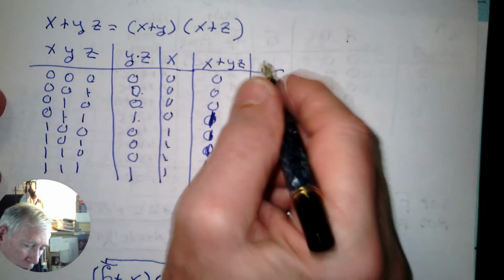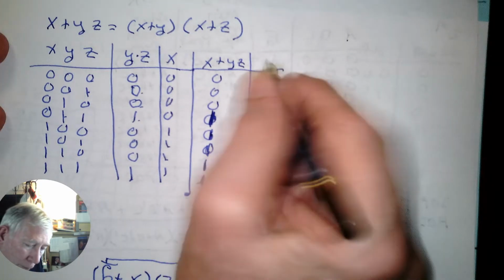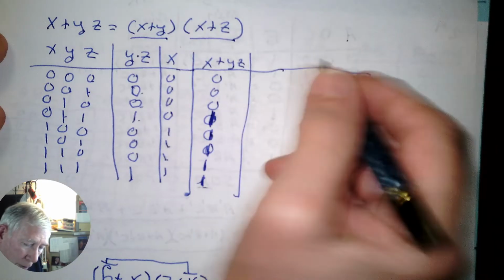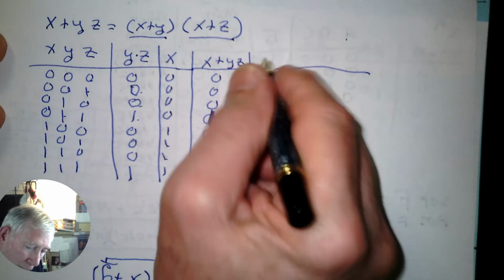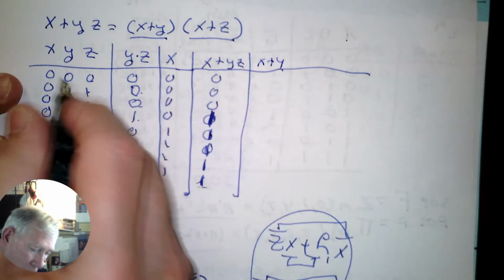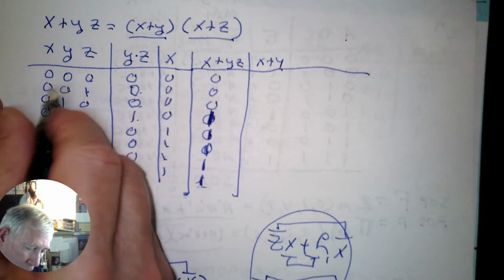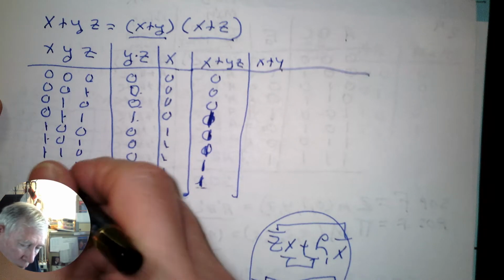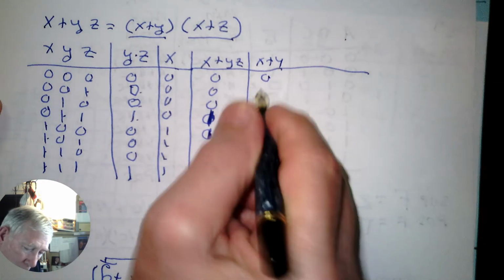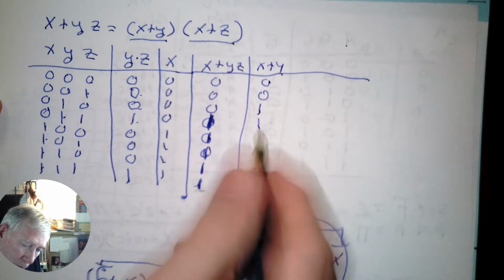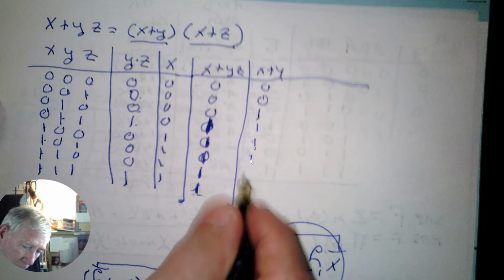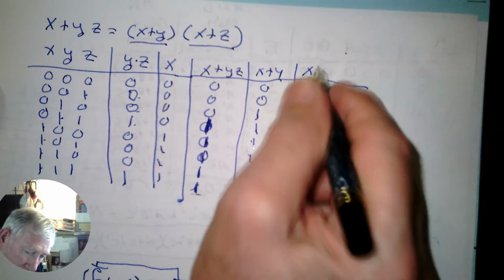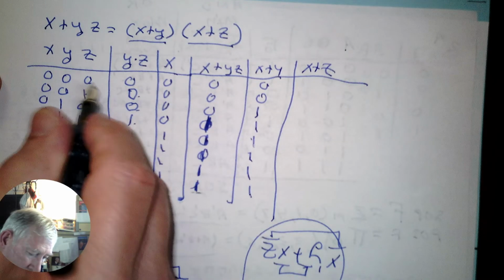Now we're going to do these two: we'll do this, then we'll do this, and then we'll OR the results together. Let's first do x or y. All we do is look for a 1. These are 0, but y is a 1, y is a 1, x is a 1, x is a 1, x is a 1, x is a 1. So we have 2 zeros, and then 6 ones. Then we'll do the other one, x plus z. Now we have 0, 0, 0, 1.